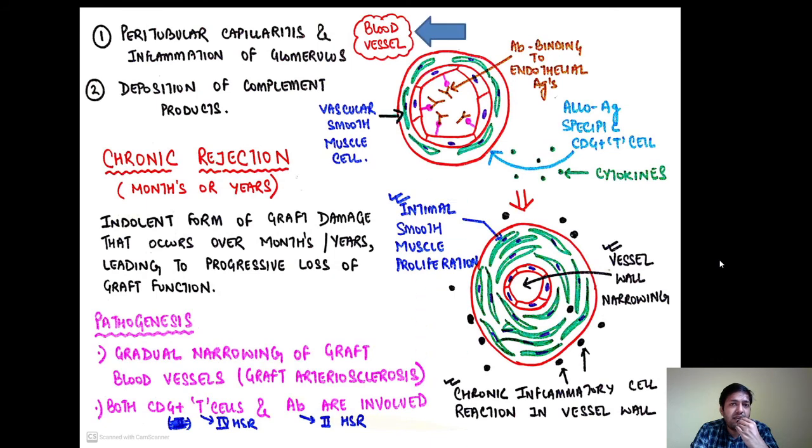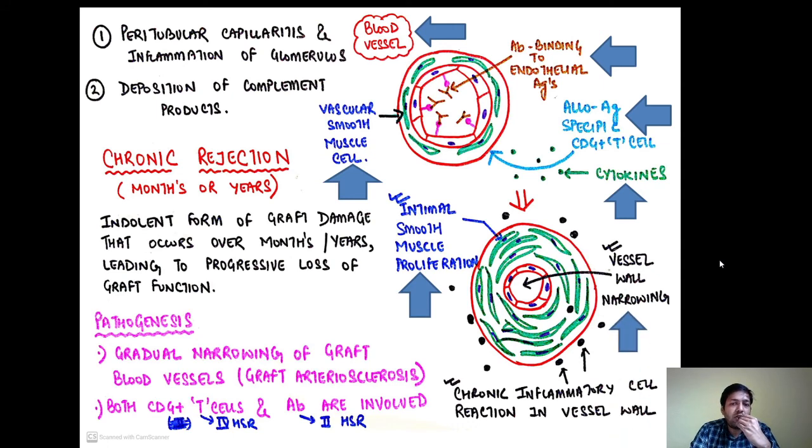This is the blood vessel, and here we have the antibodies which are binding to the endothelial antigens. The inner lining is the endothelium, and on the outer side you have the vascular smooth muscle cells. What is happening is that the alloantigen-specific CD4 plus T cells are releasing certain cytokines, and these cytokines cause intimal smooth muscle proliferation, ultimately leading to vessel wall narrowing and also causing a chronic inflammatory cell reaction in the vessel wall. This is what is happening.